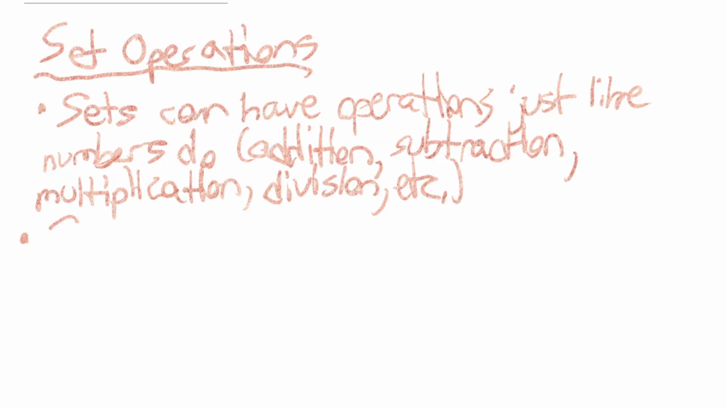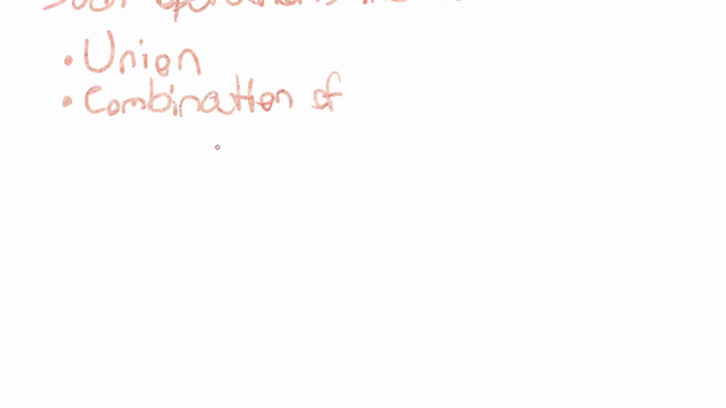So, such operations for sets include union, and a union is a combination of sets. Notation is a U-shaped symbol.